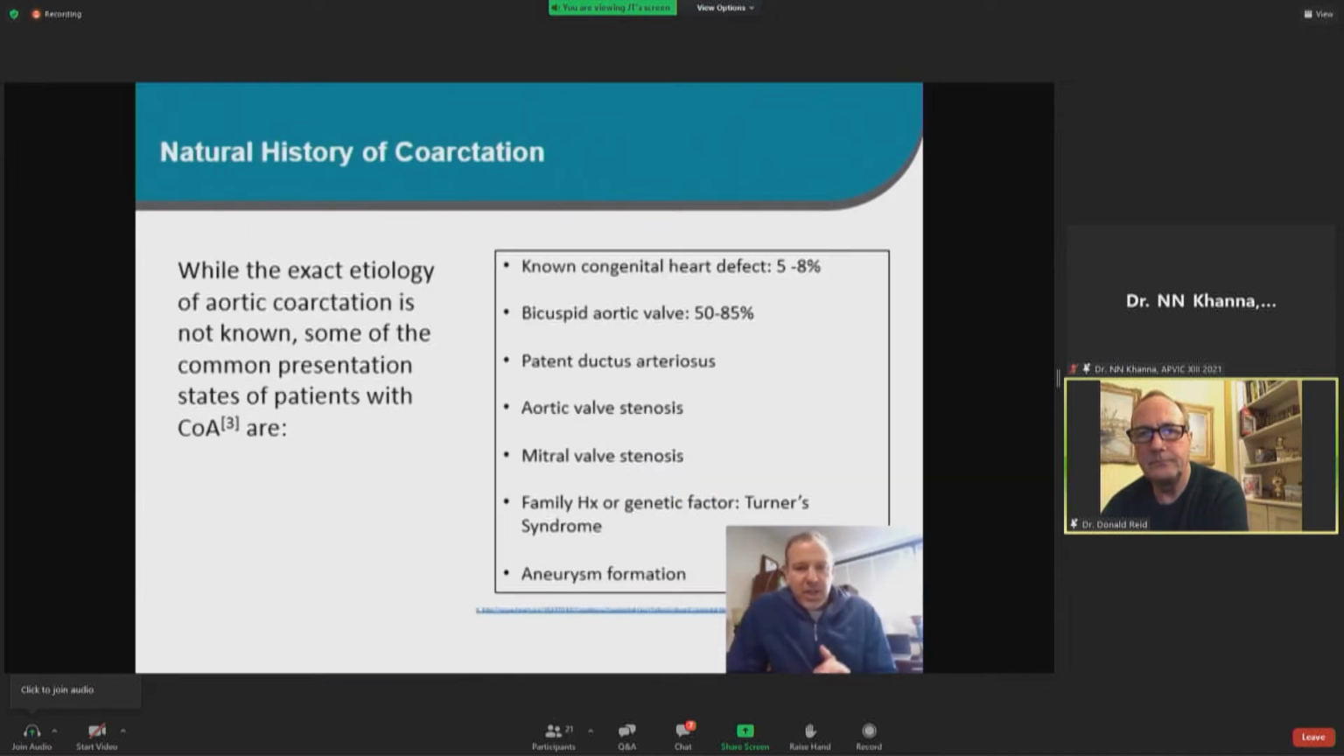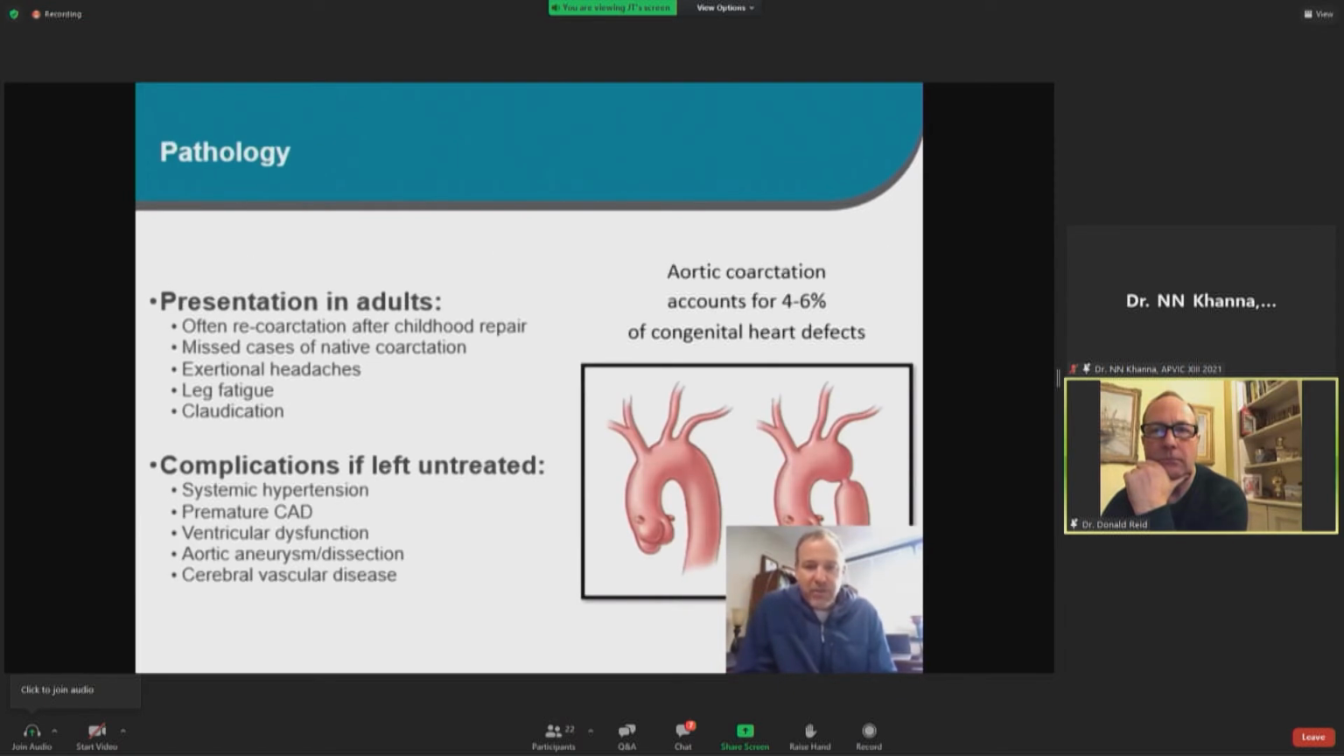We know that it's a known congenital heart defect. It's present in about 5 to 8%. It's also associated with bicuspid aortic valve in some 50 to 85% of the patients. It can also be associated with aortic valve as well as mitral valve stenosis. And it's important to take a look at family history or genetic factors to include Turner syndrome, for which we've actually treated several patients, as well as aneurysm formation over a period of time.